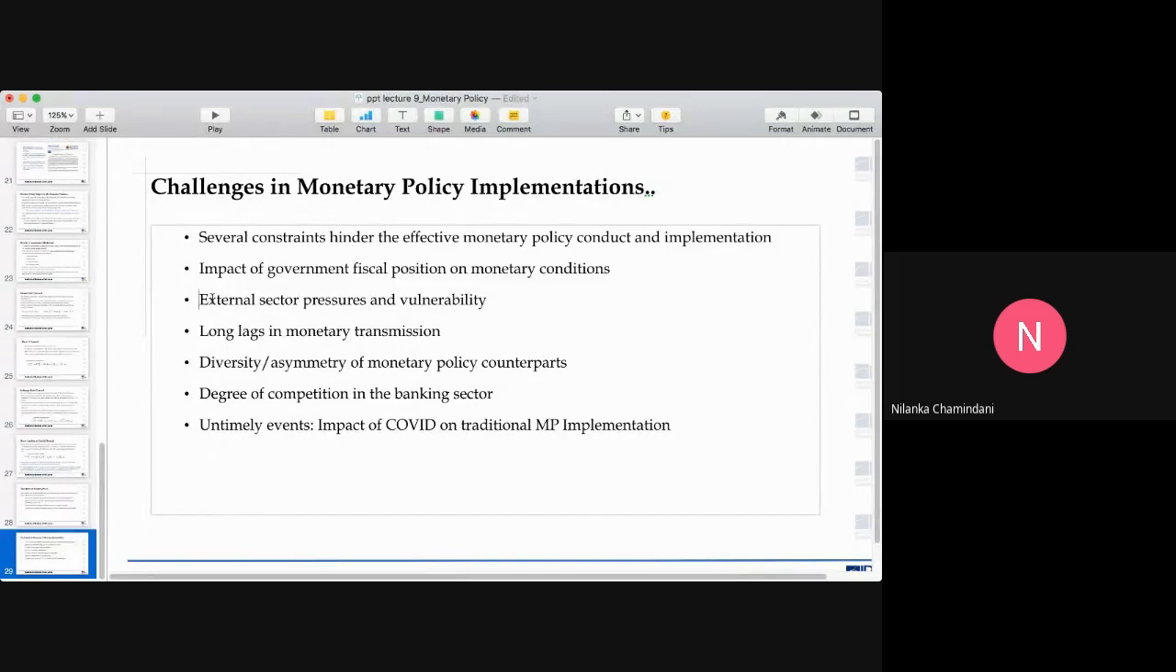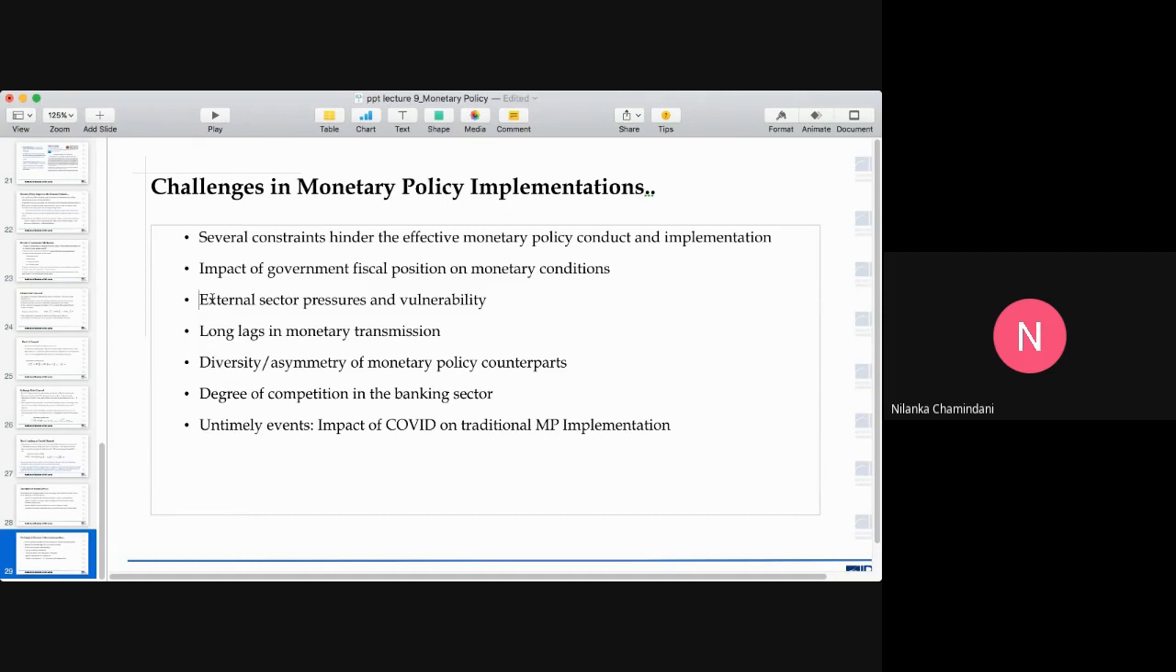External sector pressures and vulnerability. Sometimes even though the central bank predicts the level of inflation and conducts the monetary policy accordingly, some external factors can influence the overall price level in a higher magnitude, like oil price changes. And sometimes here we can see operations in the foreign exchange market as well.